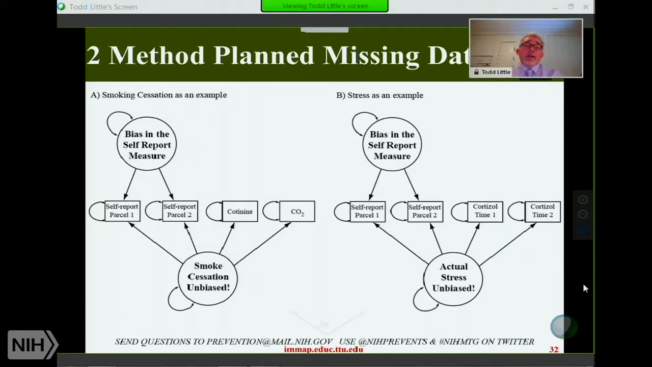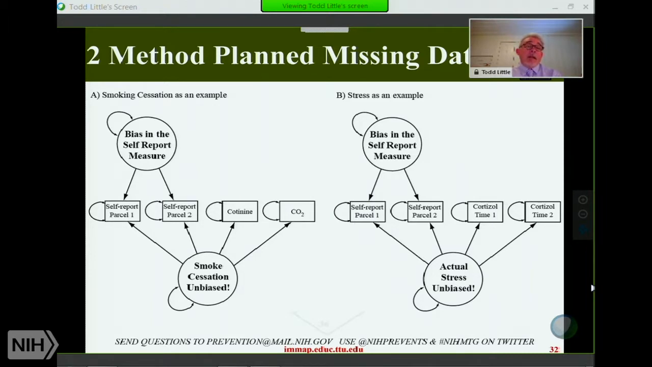And when I do that, then I can fit a latent variable model like the one I've got depicted here, where I have the construct of interest. In this case, on the left-hand panel, I have smoking cessation as the example. It's anchored in the blood draw, so I know from the CO2 and cotinine information from the blood draw the amount of smoking that occurred in the prior period, but I also then use an inexpensive measure where I ask people to self-report on their smoking behavior.